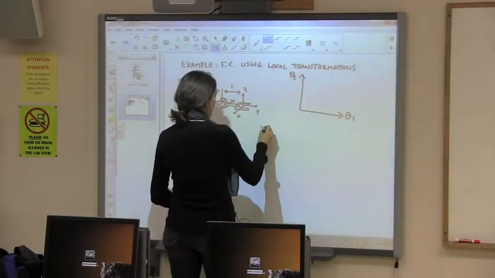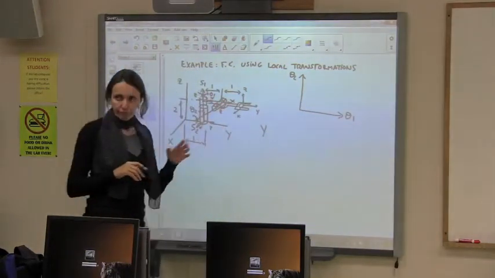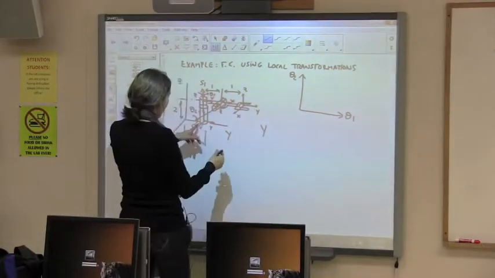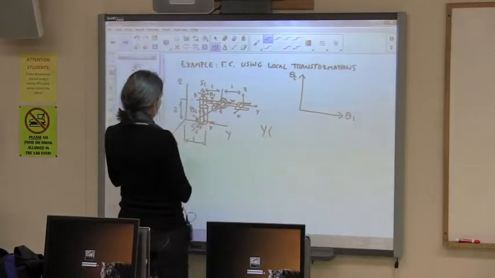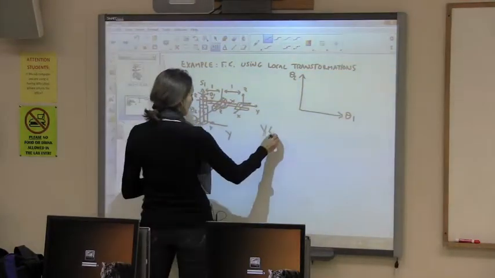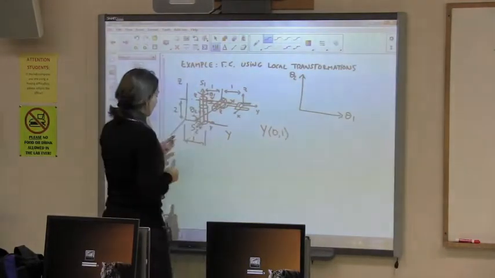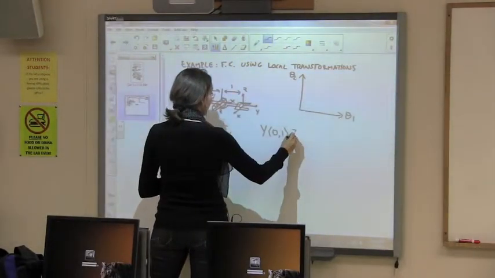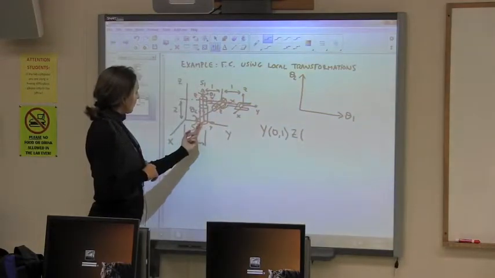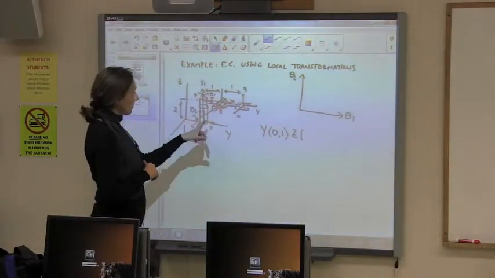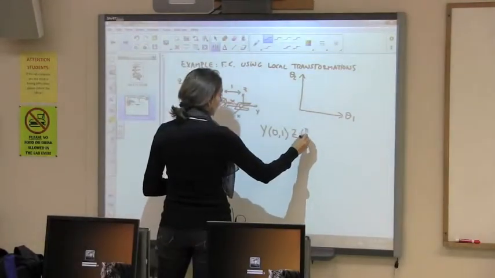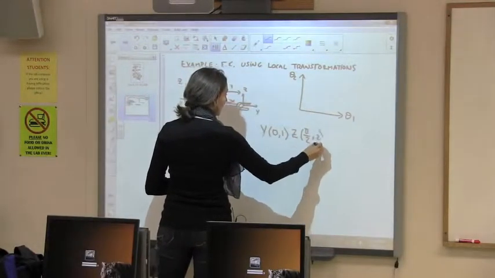Let me just put first, it doesn't matter which math you use, so let's just write it like this. Y of, doesn't change the angle, so 0, 1, that will translate here, and then we do Z, and now we are here, we have to translate by 2, rotate by 90. So pi over 2, positive 2, right? Now we are here.